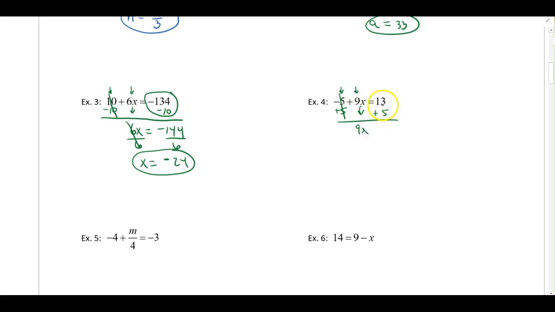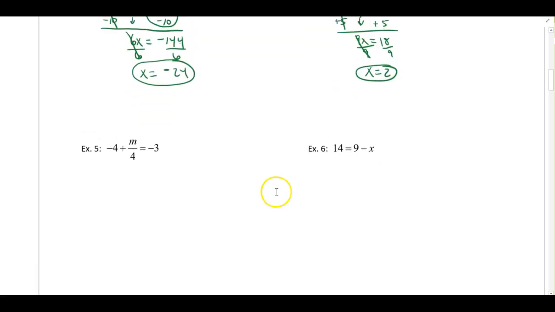Bring down 9x equals 13 plus 5 is 18. And now it's easy to finish from here. Undo using division. Those cancel, and x is equal to 2. Alright?